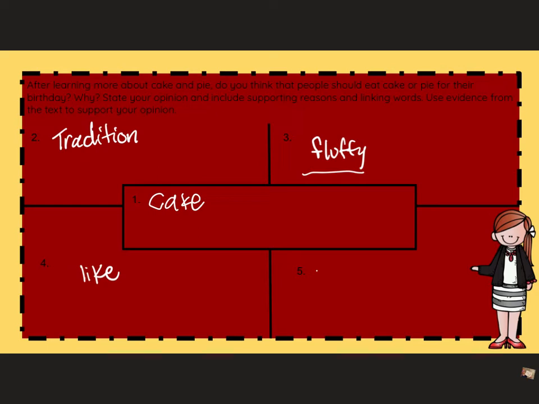So I'm going to go ahead and get started on my topic sentence, and then I'm going to do my conclusion sentence because they really should be very similar. So let's go ahead and erase what I've got so far. Again, I'm going to want to be stating my opinion, but I also want them to know that we're talking about the difference between cake and pie and for someone's birthday. And I might even say, after learning more about cake and pie, I believe that people should be eating pie for their birthday. I think I like that.